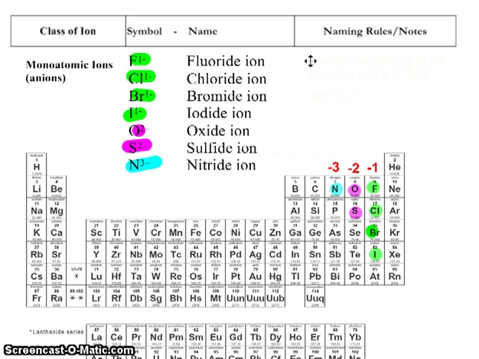Now notice what we did with the names. We took the name like fluorine or chlorine, and we changed the ending of that element to ide, I-D-E. So fluorine became fluoride. Oxygen becomes oxide. Sulfur becomes sulfide. Nitrogen becomes nitride. And then, of course, we have to tack on the word ion at the end. So anions have ide for their ending.